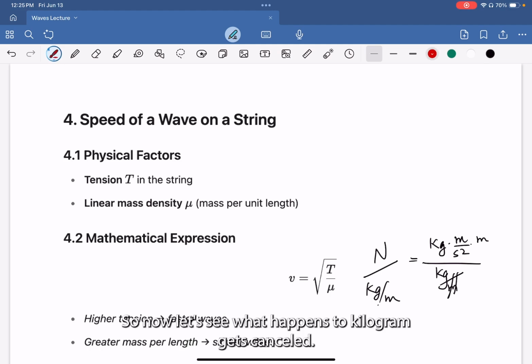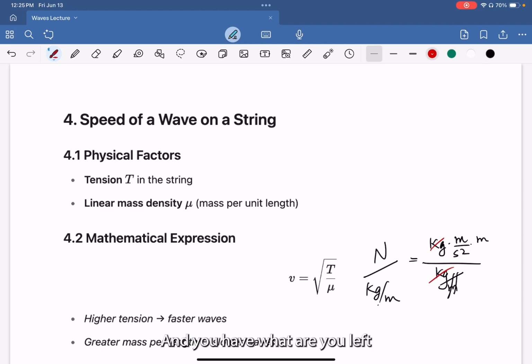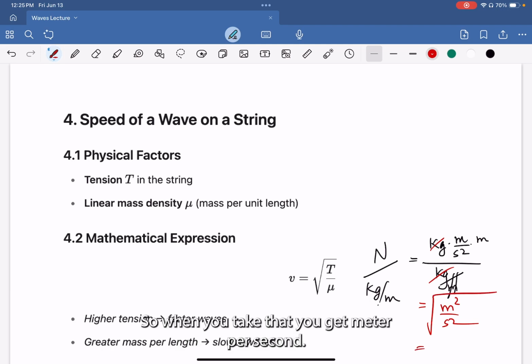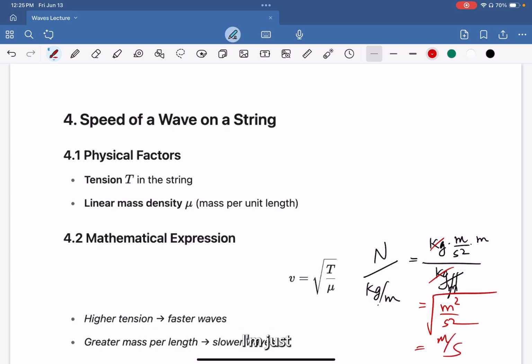So now we'll see what happens. The kilogram gets canceled, and you're left with meter square by second squared. And then you have a square root. So when you take that, you get meter per second. I was just trying to show you that dimensionally, this formula is correct. That's what I tried to show you.